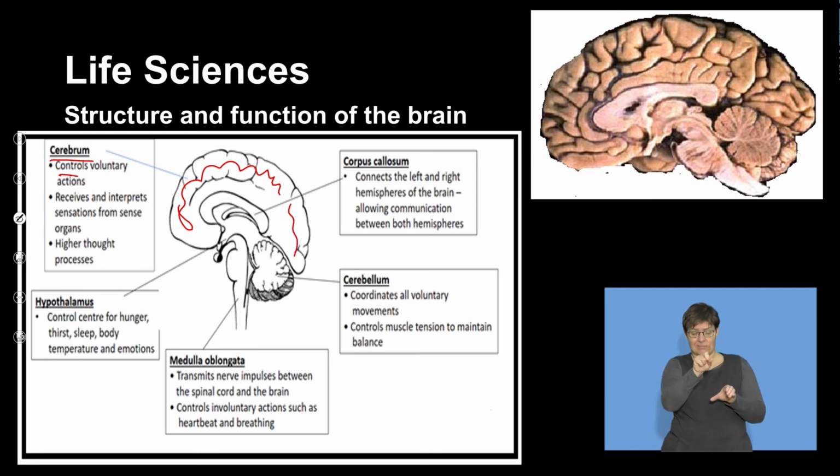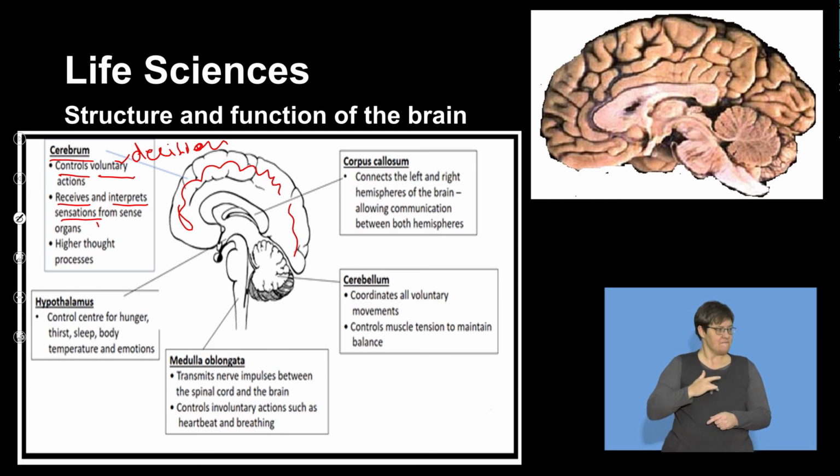It controls voluntary actions, meaning those actions that you decide to do. This is where you take a decision. This is the control by the cerebrum. Again, the cerebrum receives and interprets sensations. What are we talking about when we talk about sensations? What you feel from the sense organs. Again, it's where the high thought is processed.